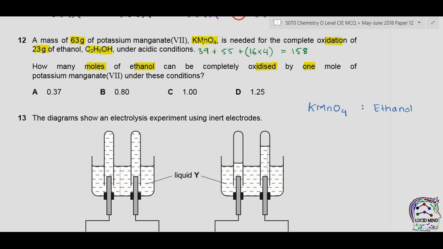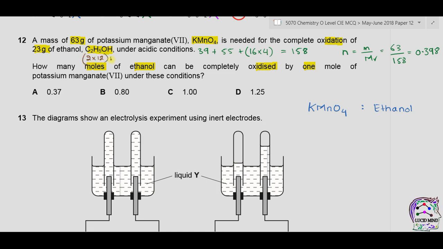Now we can find the number of moles of KMnO4. The formula is number of moles equal to mass in grams divided by Mr. Mass in grams is given, it is 63, and Mr is calculated, which is 158. So the number of moles of KMnO4 reacted in this reaction is equal to 0.398.